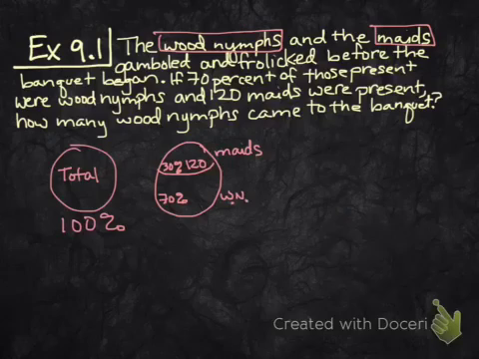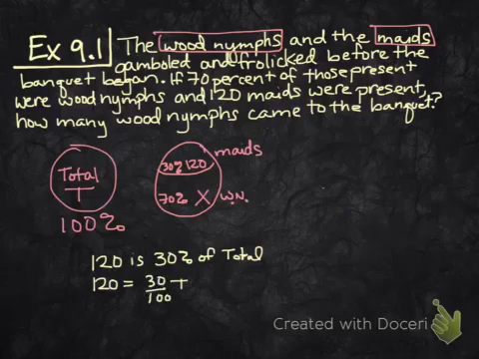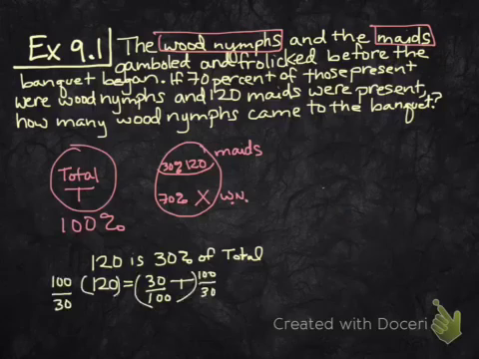And then the question is, how many wood nymphs came to the banquet? So that's our x. That is our unknown. We can let the total be T because we don't know the total either. But we can figure out the total by using the 30% and the 120. We can say 120 is 30% of the total. In algebraic form, 120 equals 30 over 100 times T. Now we just multiply each side by 100 over 30, and we can cancel, and we find that 400 is equal to T.